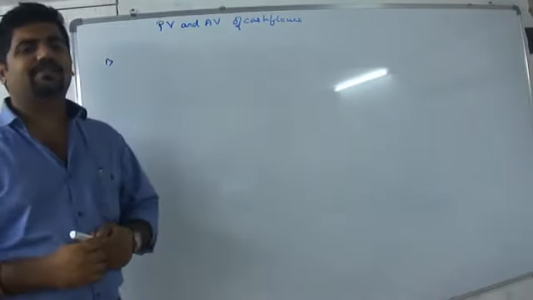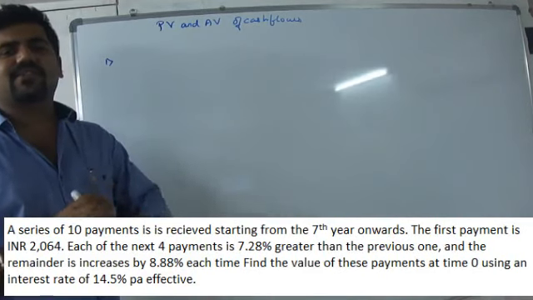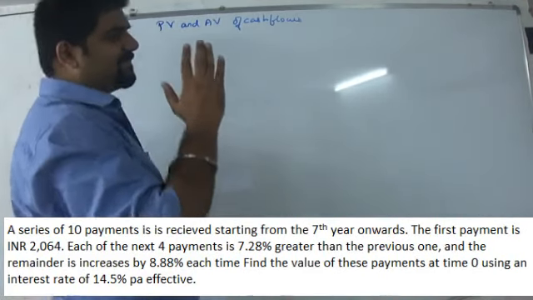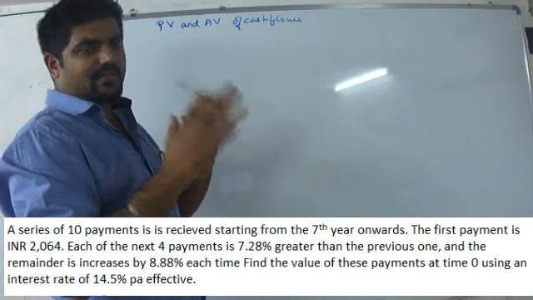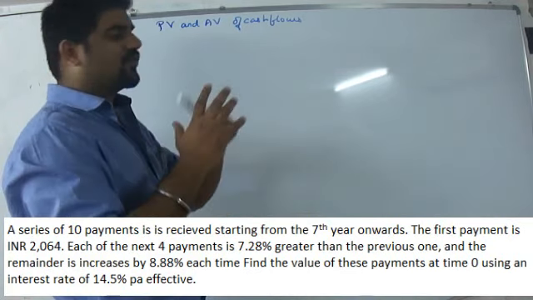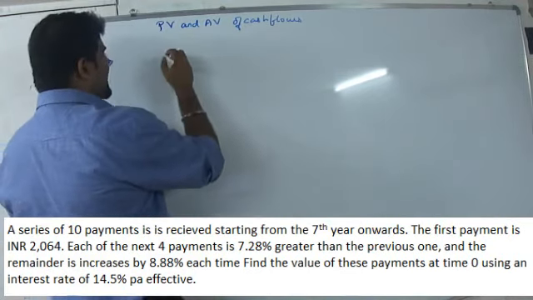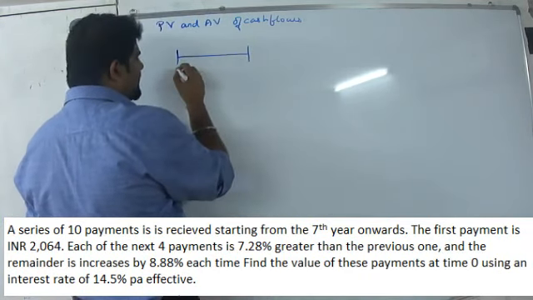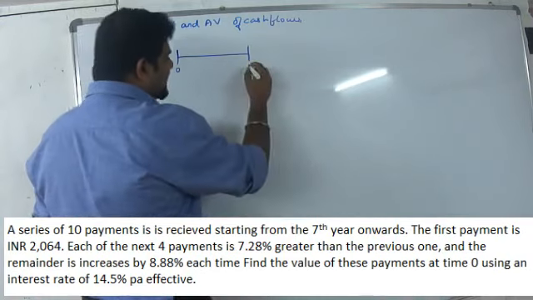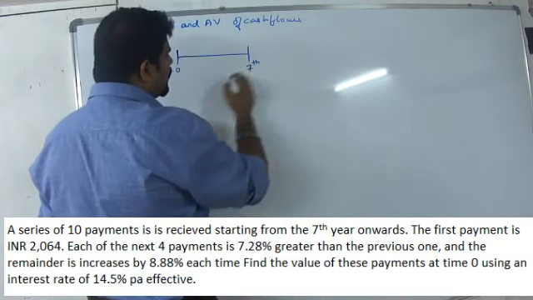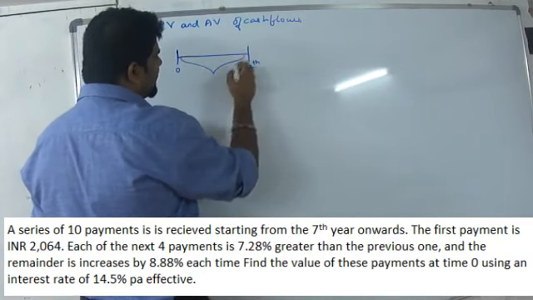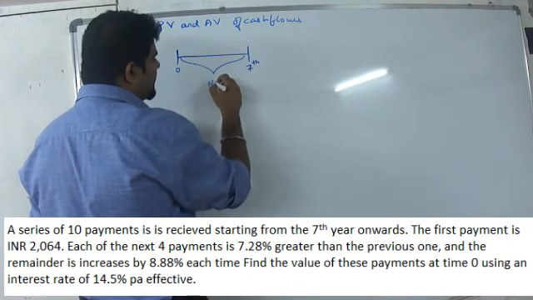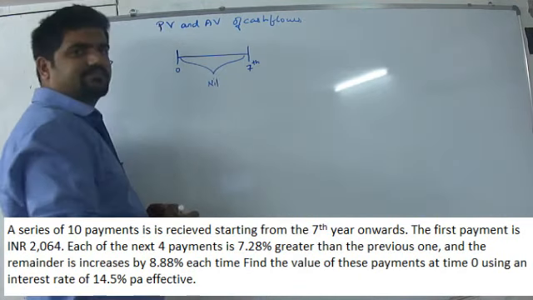A series of 10 payments is received starting from the 7th year onwards. See, the payment is for 10 periods, but it is going to start from the 7th year. So can I say that from time 0, that means from the present time till the 7th year, there is going to be no payments? I can say that my payment stream is nil or null.